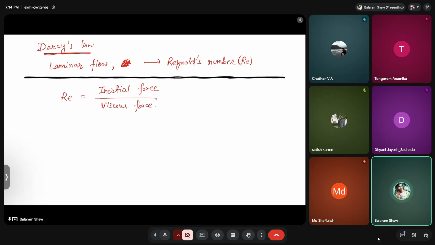So if the viscous force is high, then what will happen? The Reynolds number will be less. Whenever the Reynolds number is less than 1, we call that laminar flow. Again, in some books you will see different values. In some books you will see Reynolds number less than 2000, in some books less than 1. It depends on what kind of units you are using, so just be cautious with the units.